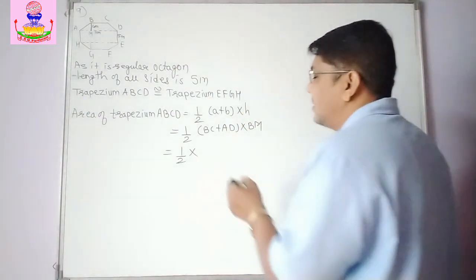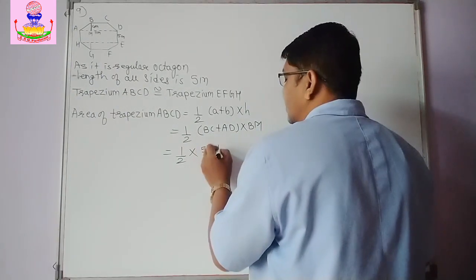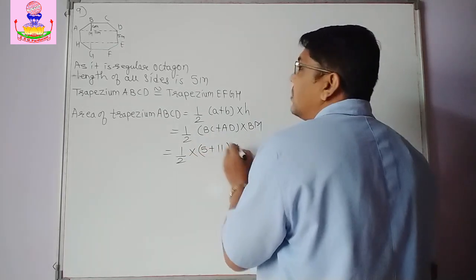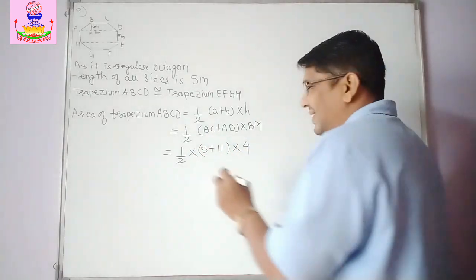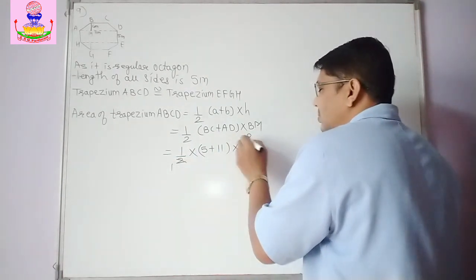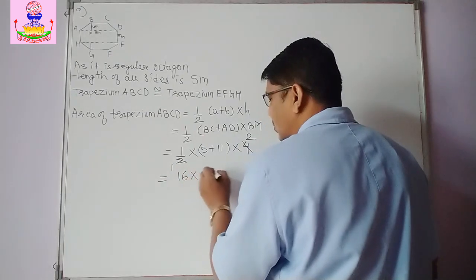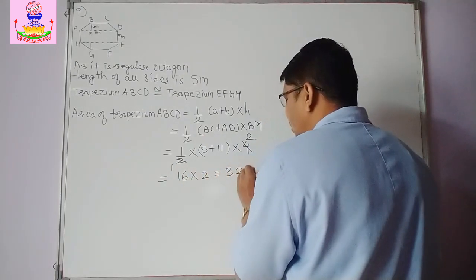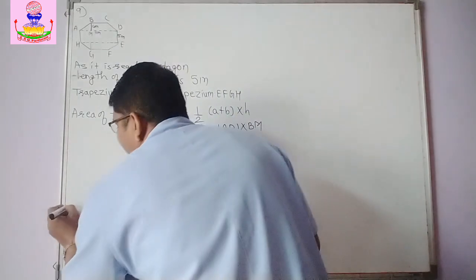As I said, it is a regular octagon, so all sides are 5 meters. Length is 5 meters. So 5. AD is 11 meters. Okay, that is given, into BM. BM height is 4 meters. Okay, so 2 ones are 2, 2 twos are 4. So 11 plus 5, 16. 16 into 2. So that is 32 square meters.